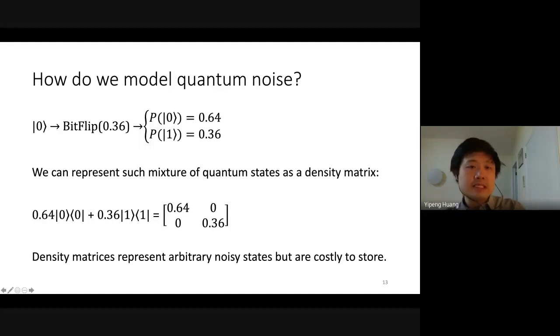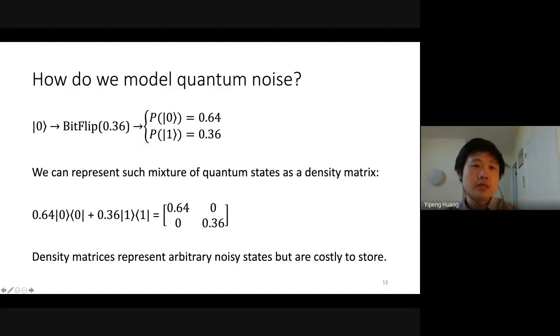What the bit flip noise does is that it has a 36% chance of taking your state and introducing an erroneous X gate to it. The X gate will just change a 0 to 1 and change a 1 to a 0. And so at the end, your state is going to be what we call a mixture of two types of states. It's going to be a 64% mixture of the correct 0 state and a 36% mixture of the incorrect 1 state. And so you can represent these types of noisy quantum states as mixtures.